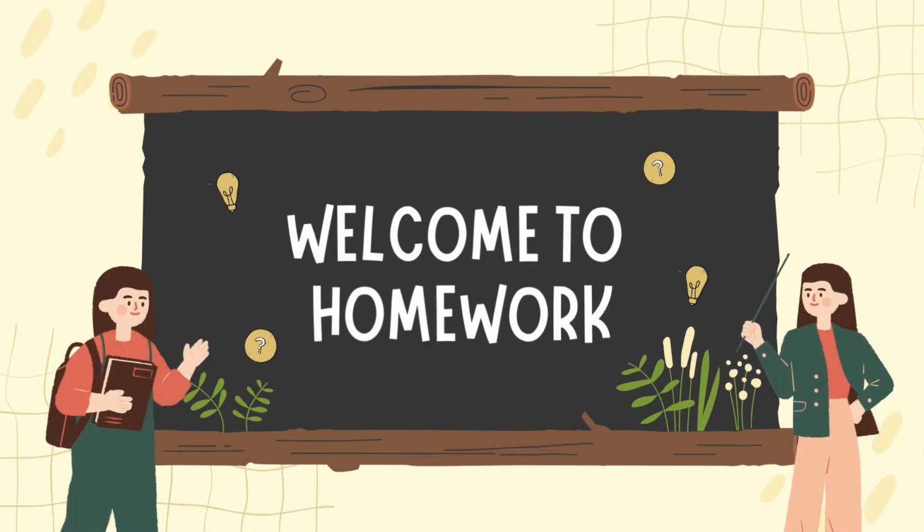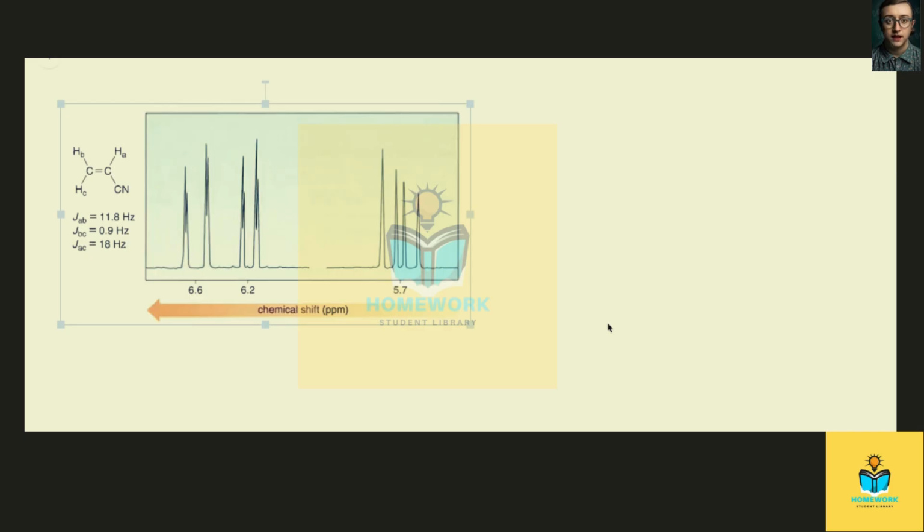Welcome to homework. Hello everyone, today we're doing chapter 14, problem 46. This problem asks us to label the signals due to the protons labeled A, B, and C in the following molecule and correspond them to where they fall in this NMR spectra. They also asked us to draw a splitting diagram for the absorption due to the HA proton.